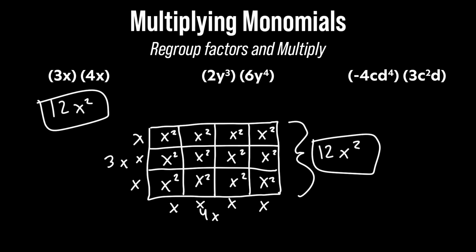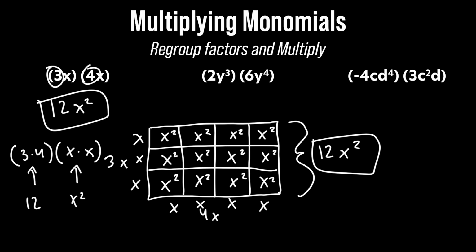Now, drawing it out visually is a lot more complicated, so what's an easier way to figure this out? Well, what you can do is regroup the factors and multiply together, just like it says here. What does this mean? You can take the coefficients 3 and 4 and separate them from the x. So we have 3 times 4 separated from the x times x. Now this is going to be 12 and this is going to be x squared. And we know 12 times x squared is 12x squared.